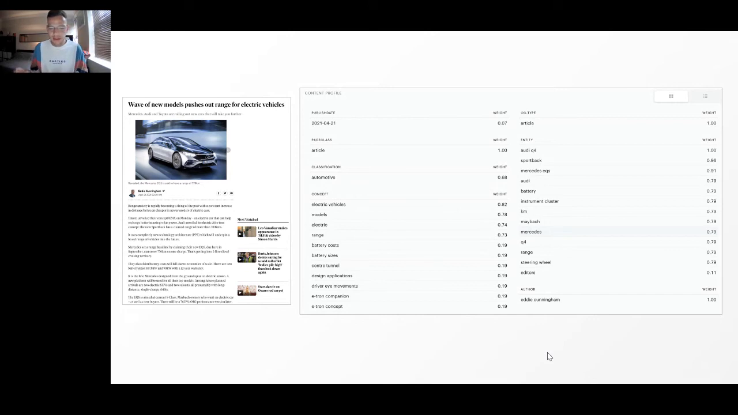Besides, there's an automatic IAB classification for each article, which is the category taxonomy by the International Advertising Bureau. And you can also see on the right side the level of significance for each item of the profile, right? It gives it a weight between 0 and 1. And this just tells you how important or how significant a specific concept, entity, person, location is for the article.